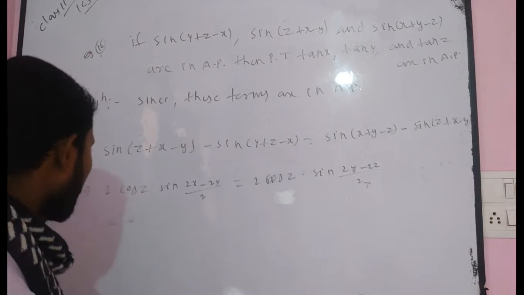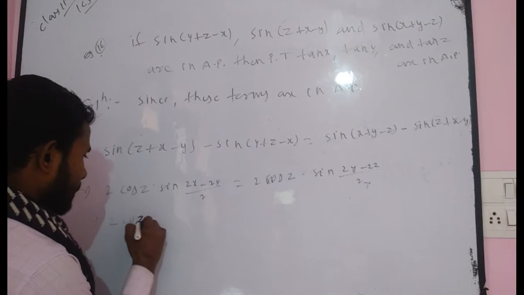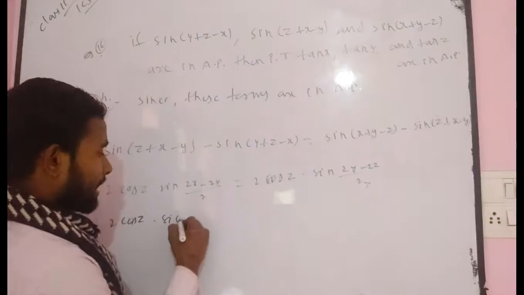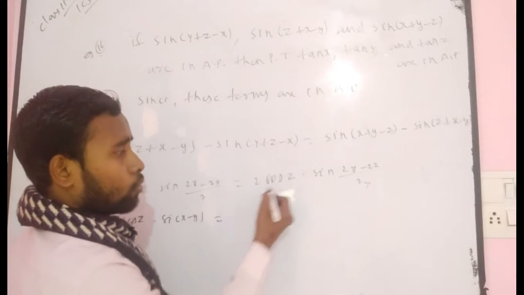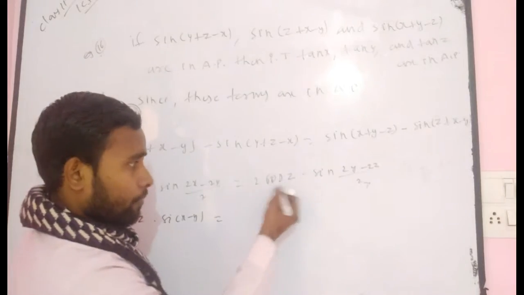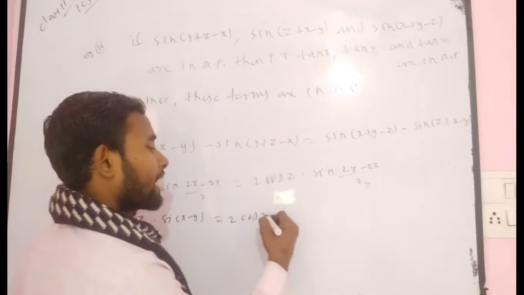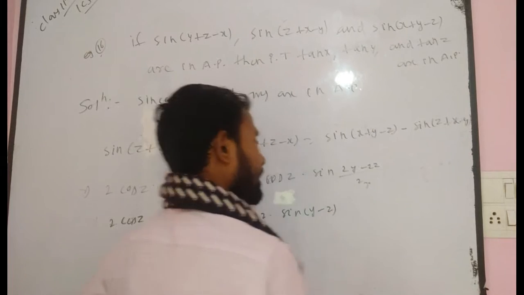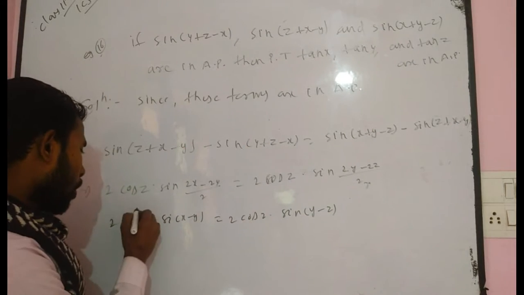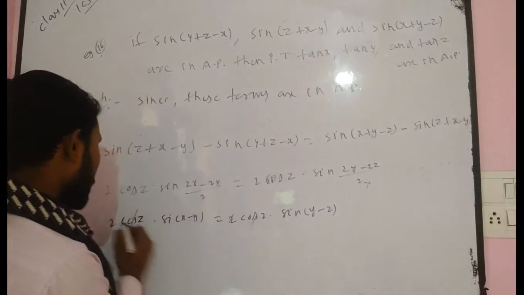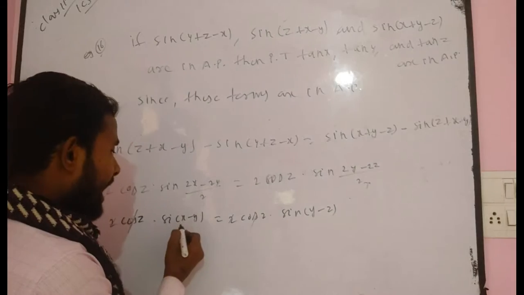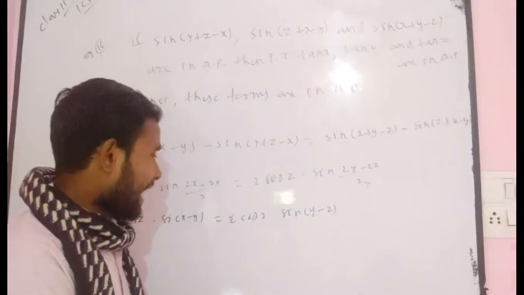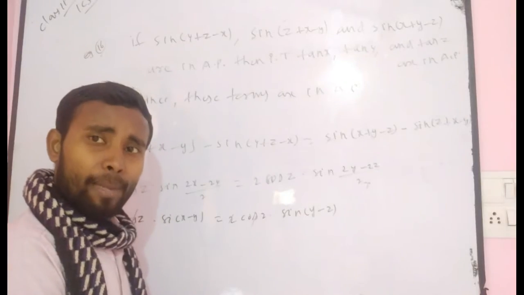You get 2 cos z into sin(x minus y) is equal to 2 cos z will be removed there. You can write 2 cos z into sin, 2 cancels, and you get sin(y minus z). Cos z and cos z cancel, 2 and 2 cancel. So sin(x minus y) is equal to sin(y minus z).